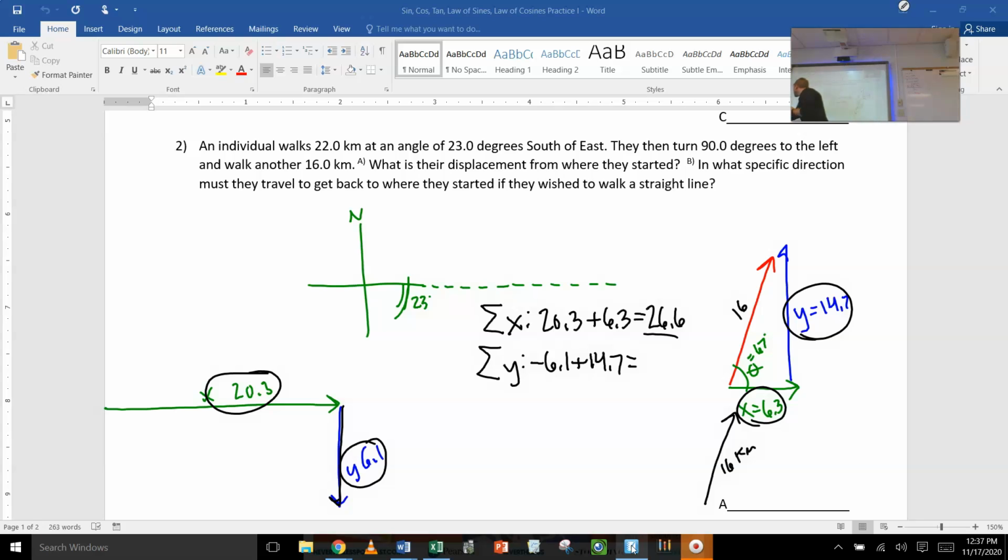Hold on a second. Oop, I found my mistake. This is supposed to be an 8.6. So then this is a negative 8.6 here.